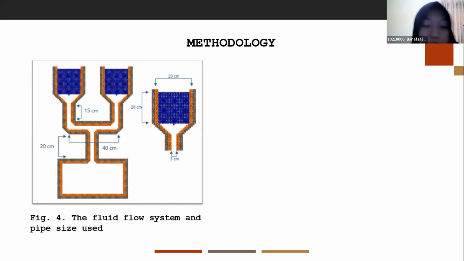Simulation of incompressible flow in the pipe will use two containers at the top and one container at the bottom. The fluid will flow from top to bottom through vertical and horizontal pipes. In the horizontal pipe section, the two fluids will merge at a point and then fall together into the container. That fluid flow system and pipe size used are shown in figure 4.